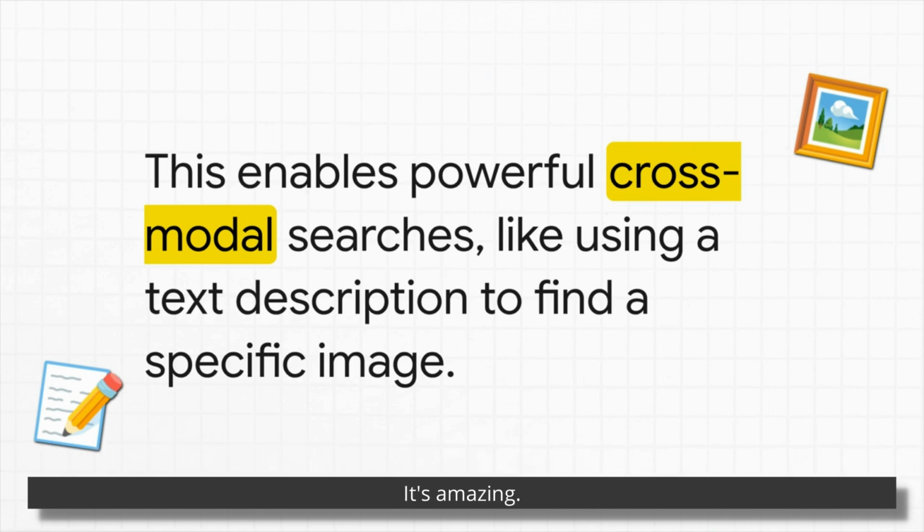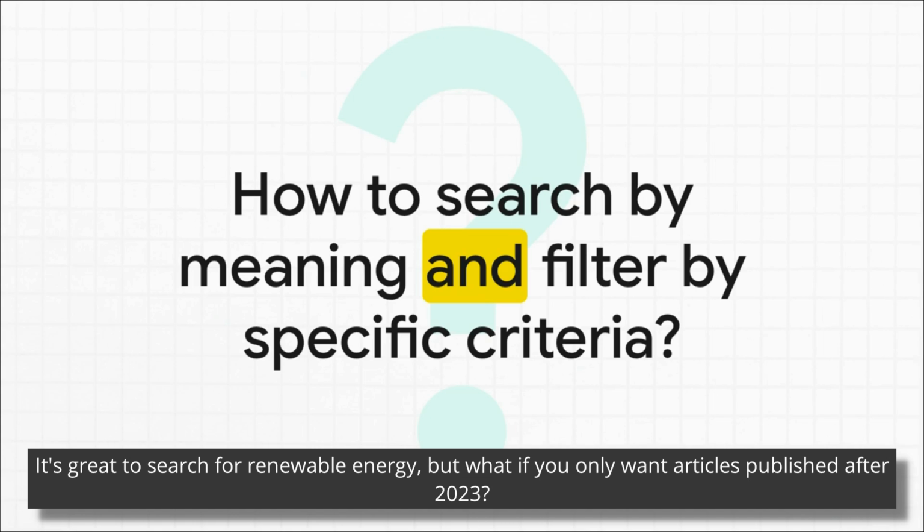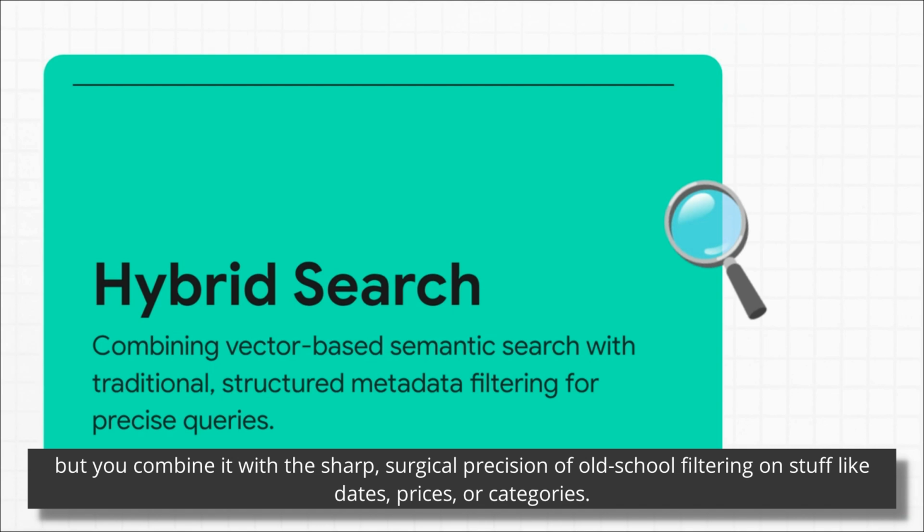It's amazing. Okay, but here's where we hit the final and maybe the most critical layer for building apps that people can actually use. It's great to search for renewable energy, but what if you only want articles published after 2023? The solution for that is called hybrid search, and it is truly the best of both worlds. You get that nuanced contextual understanding from the vector search, but you combine it with the sharp, surgical precision of old-school filtering on stuff like dates, prices, or categories.